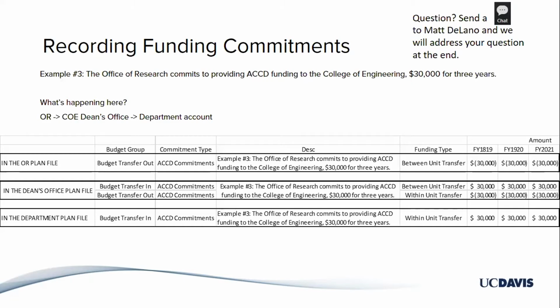Now, likely someone in the Office of Research, not likely, I don't think they can, record the College of Engineering's department side of this transaction. So the Office of Research will record their budget transfer out, and the College of Engineering will just record their line of a budget transfer in.